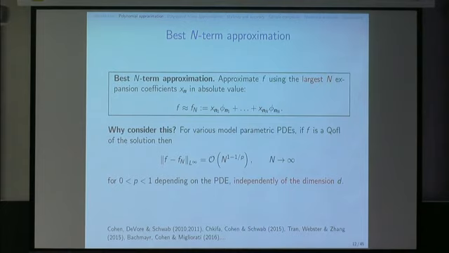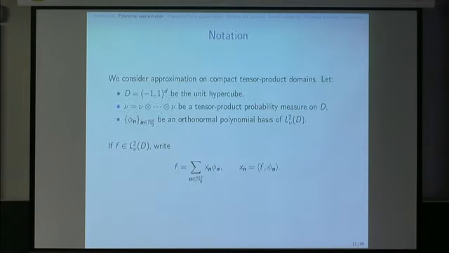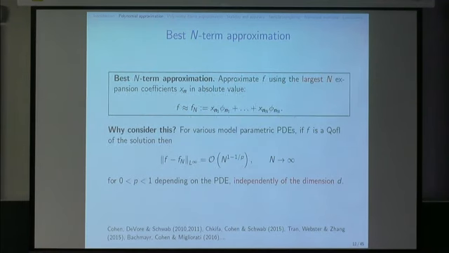So, what does polynomial approximation look like in multiple dimensions? Well, as Chris Schwab was saying in his talk on Monday, polynomial approximation in high dimensions is really a question of best n-term approximation. So what would we like to do? We'd like to approximate our function f by the largest N expansion coefficients in absolute value. We have this infinite expansion here. We pick the largest N coefficients in absolute value, and that forms our approximation to f. This would be referred to as the best n-term approximation of f in the polynomial basis.